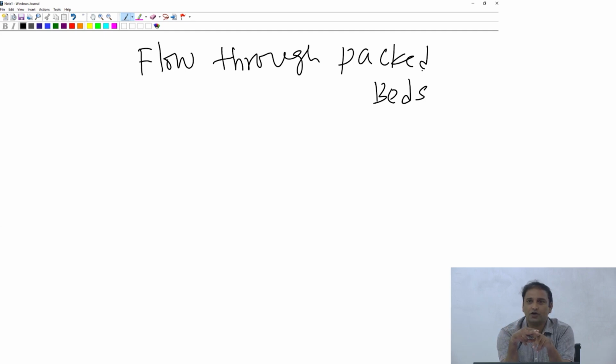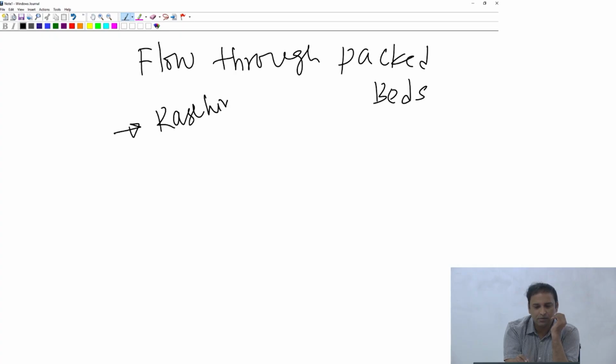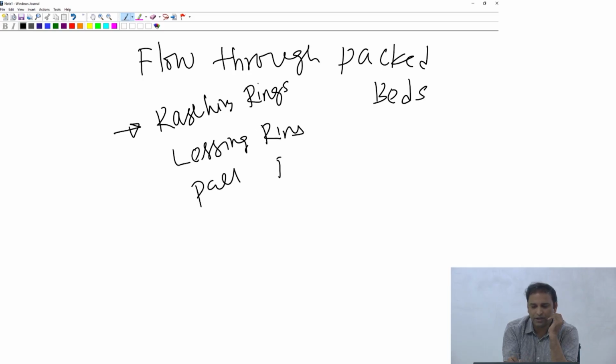We said you could use packing material of different shapes. In general people use spherical particles or regular particles as packing. Of course, you can go for more complex shapes. We talked about using something called Raschig rings, Lessing rings, Pall rings, Berl saddles, things like that.